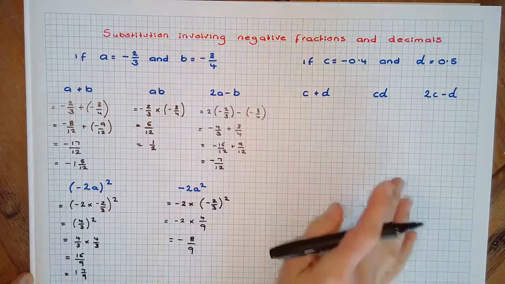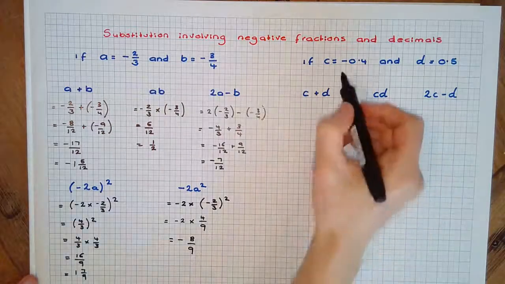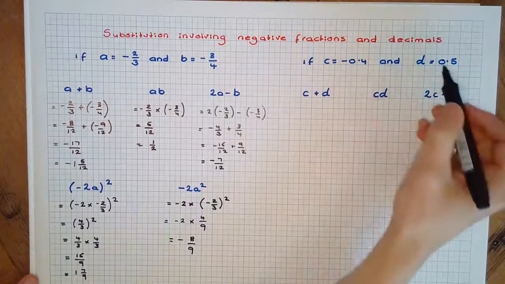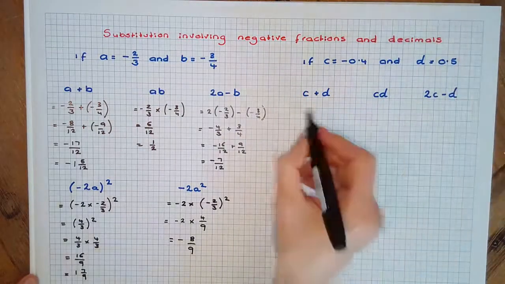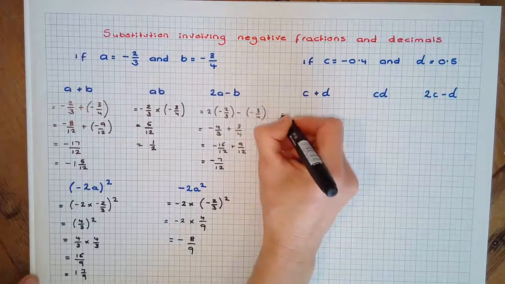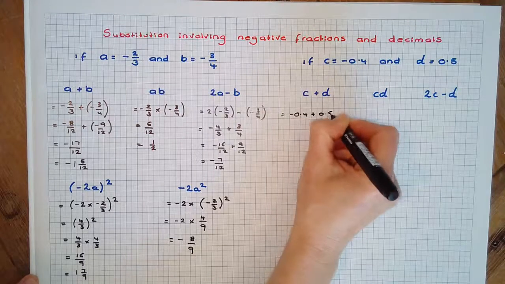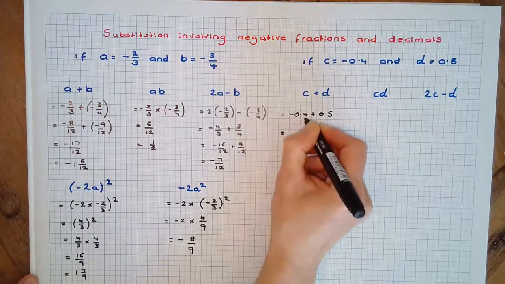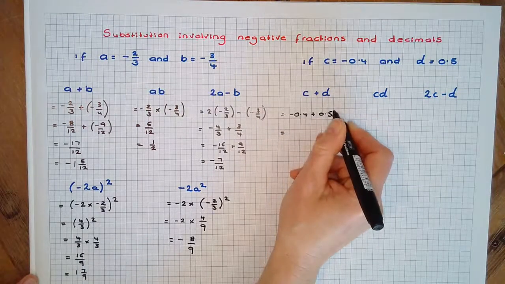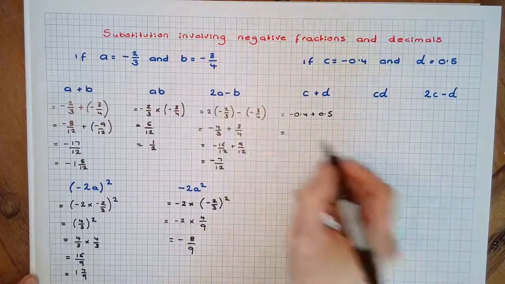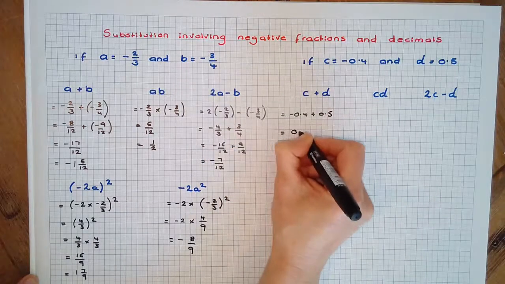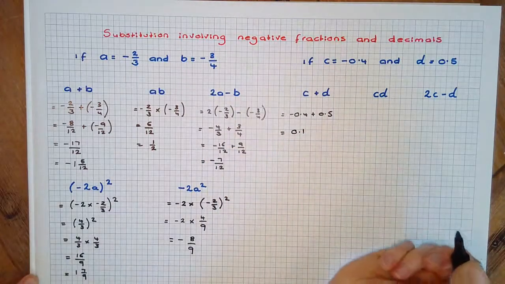Now let's have a go at substitution with decimals. If c equals negative 0.4 and d is positive 0.5, let's find c plus d, replacing c, replacing d. Negative 0.4 plus 0.5, if you imagine on a number line you're moving to the right, you will go over 0 and finish at 0.1.